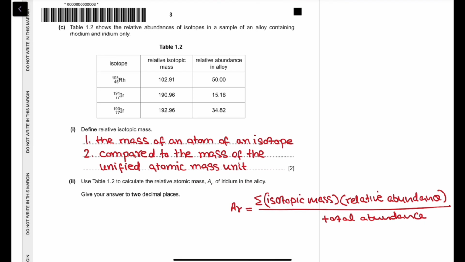Table 1.2 shows the relative abundances of isotopes in a sample of an alloy containing rhodium and iridium. So an alloy is just a mixture of elements. At least one has to be a metal. So this is our table, and it has asked us to define relative isotopic mass, and this is for 2 marks. So the definition is that it is the mass of an atom of an isotope compared to the unified atomic mass unit, which is relative to a carbon-12 atom. So we're essentially using a scale in which the carbon-12 atom has a mass of exactly 12 units. So the mass of any other isotope is relative to the mass of a carbon-12 atom.